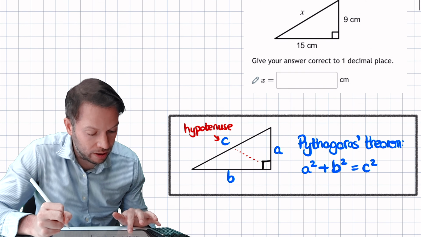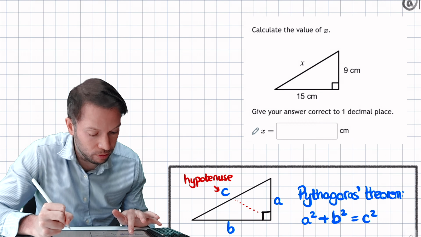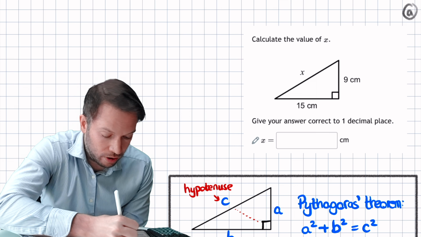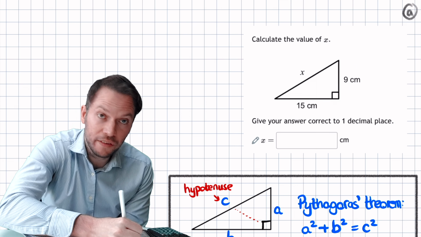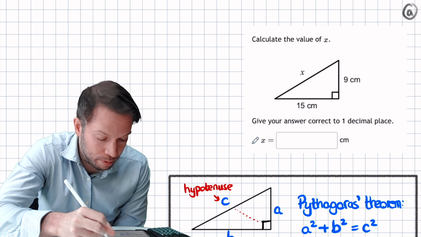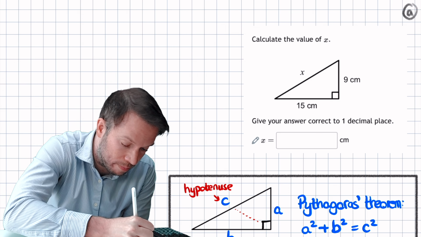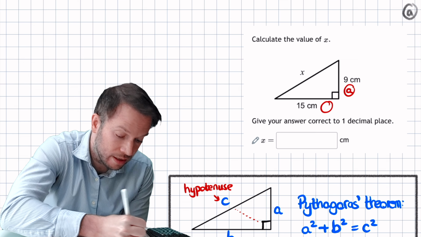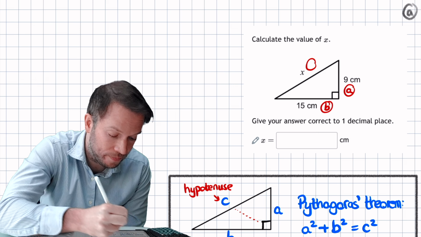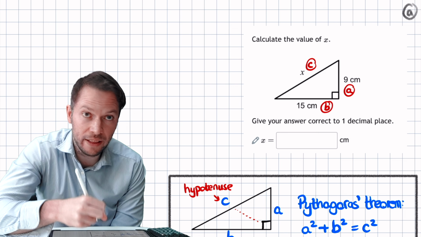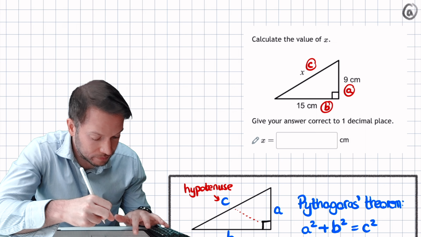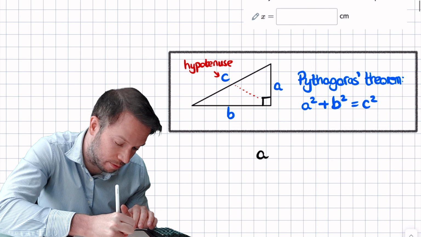So let's apply Pythagoras theorem to this triangle here. We can see the two shorter lengths are the 15 and the 9, and it's the x that's the hypotenuse, the longest length, because that's opposite the right angle. So you can label the shorter sides as A and B. Either way round, it doesn't matter, but you need to label the longest side, the hypotenuse, as the C. And now we can substitute in those three side lengths as the A, B, and C. So we've got A squared plus B squared equals C squared.